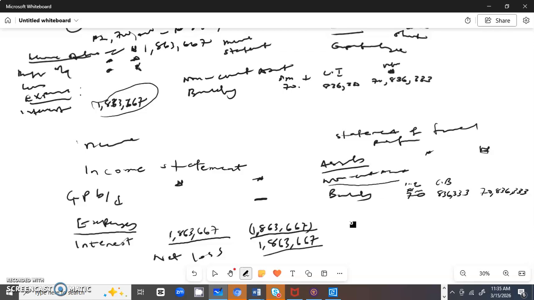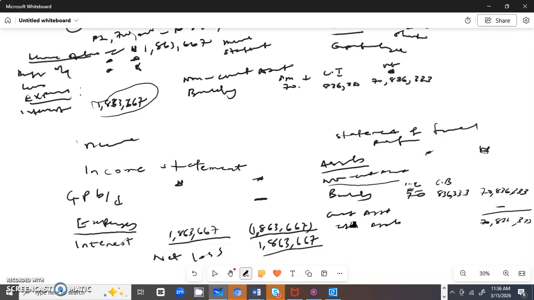So now, do we have any current assets? No, we don't have current assets here. So the total assets is 70 million, 836,333.